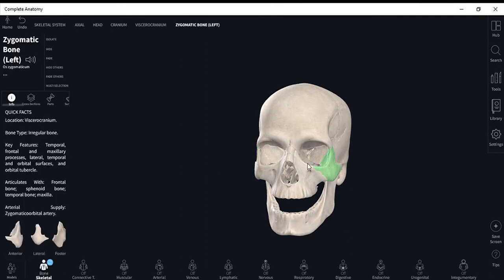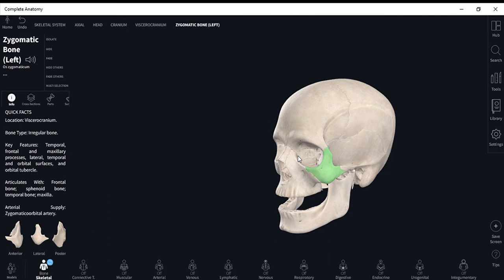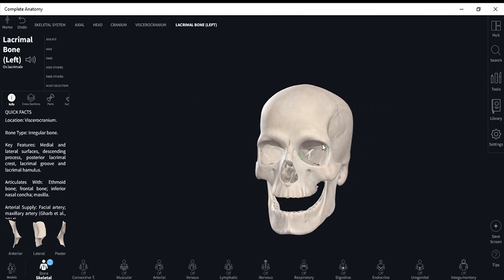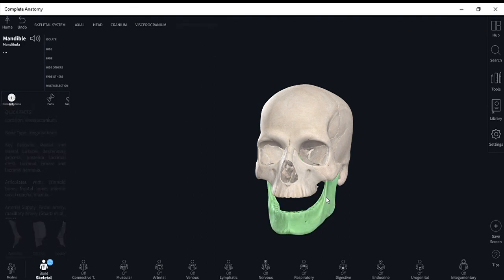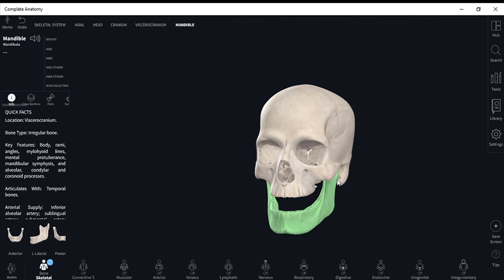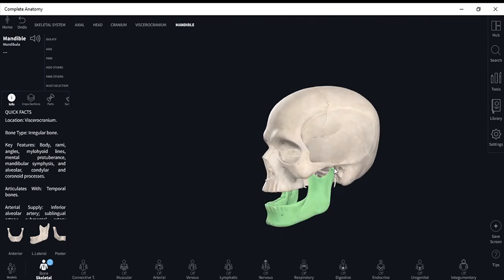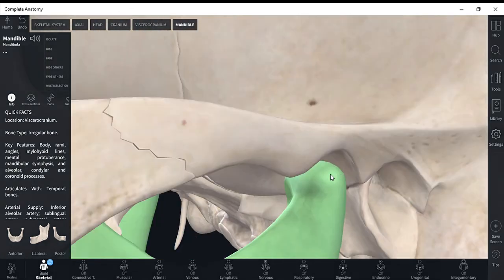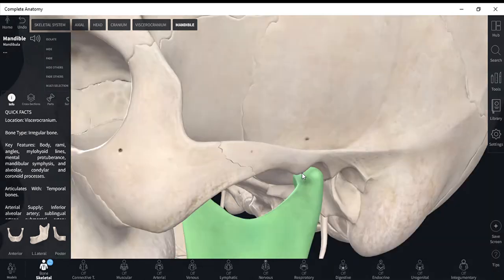Then we've also got the lacrimal bone, which is where you cry and stuff, but the gland is actually found roughly here where my mouse is. However, the bone is more medial. And then lastly, the mandible, which is also known as the jaw. As we can see here, the temporomandibular joint is found right here in this structure.